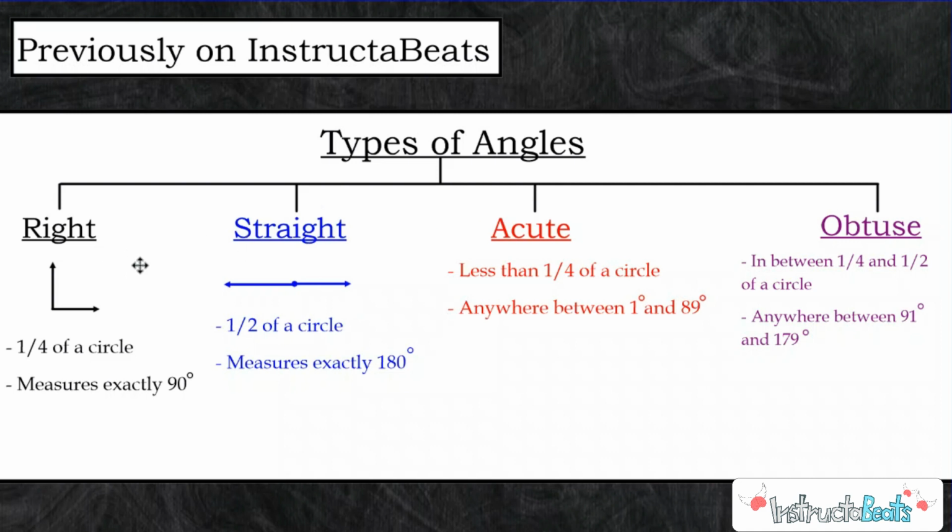These two are going to be our benchmark angles that we use to estimate other angles because we know exactly what they have to be. Then we have an acute angle, which is less than 1/4 of a circle, and that angle can be anywhere between 1 and 89 degrees. And then obviously an obtuse angle, which is in between 1/4 and 1/2 of a circle. So it's anywhere between 91 degrees and 179. We're going to have to know the degrees of the right, straight, acute, and obtuse today to help us estimate angles. Let's take a look at our steps for estimating angles.